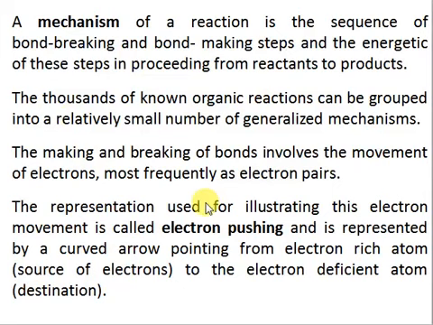This electron pushing is represented by a curved arrow, and the direction of the curved arrow is always from an electron rich atom or group of atoms to an electron deficient atom or group of atoms. The origin of the arrow shows the source of electrons, which is the atom where electron density is higher, and the head of the arrow points towards an atom which is electronically deficient. So the curved arrow always goes from the rich atom to the atom which is deficient in electrons.